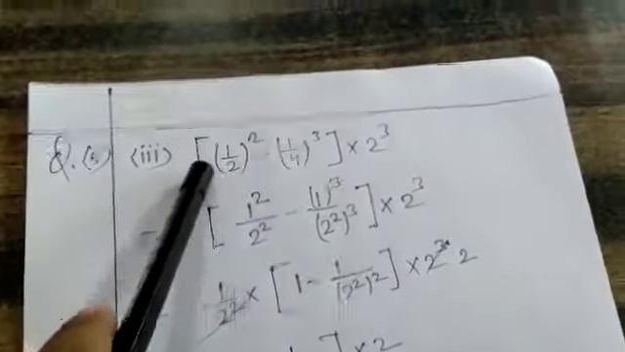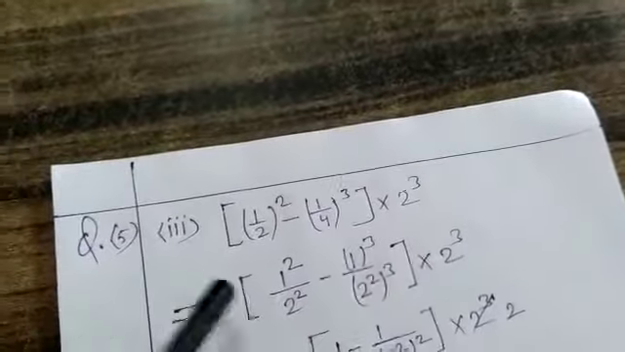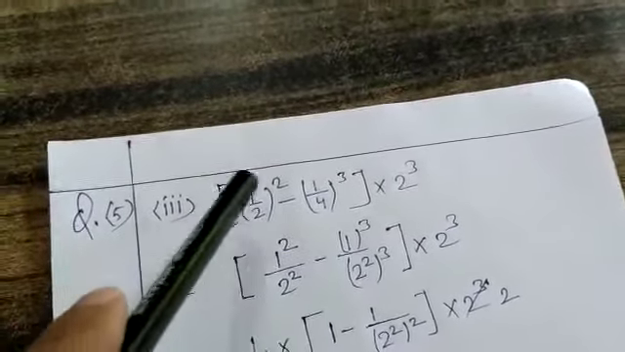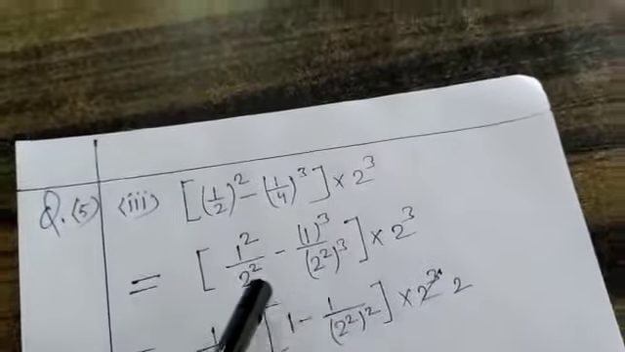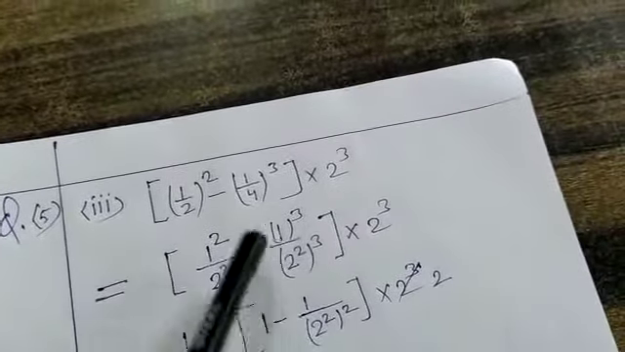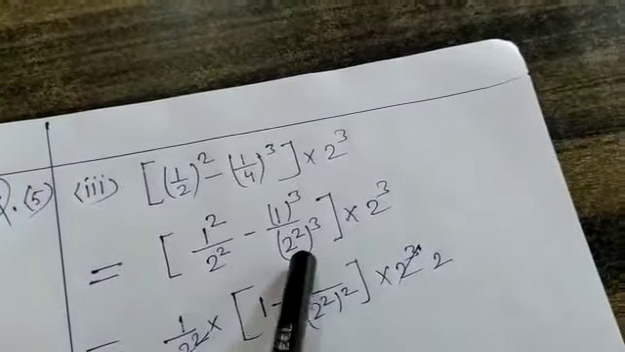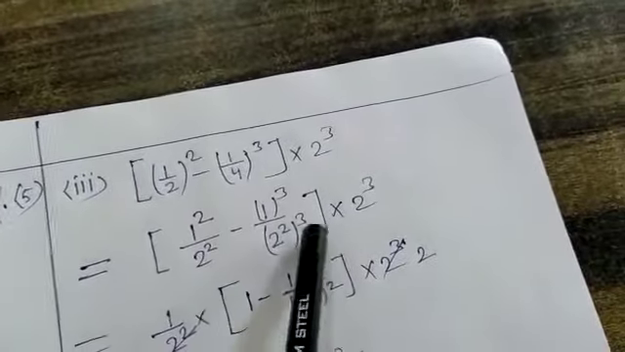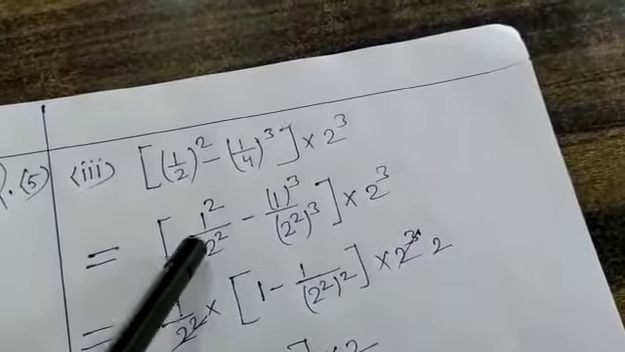So in this way you have done. Now come to the third question of question number 5. Here 1 by 2 square minus 1 by 4 whole cube into 2 cube. So here we can write for this fraction 1 square by 2 square minus 1 cube by 2 square whole cube, because for 4 you can write 2 square, because 2 2s are 4, and power 3 is there, so power 3.